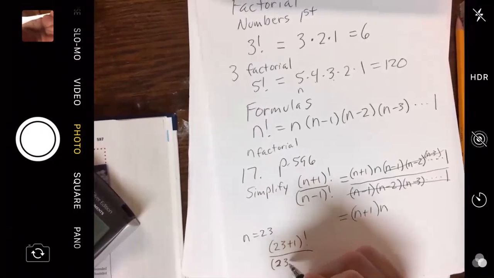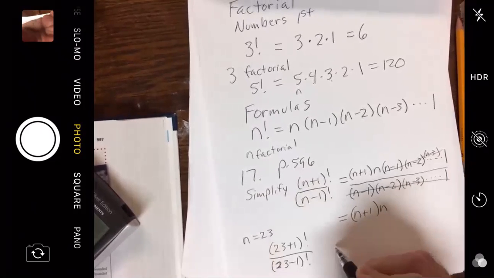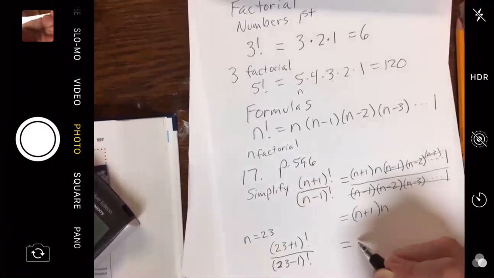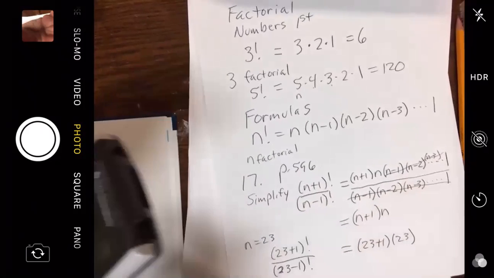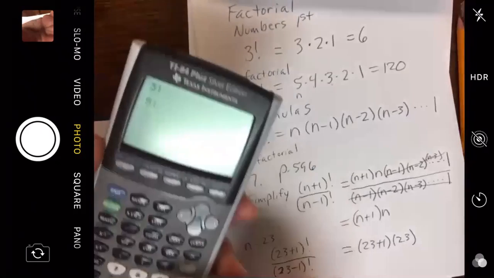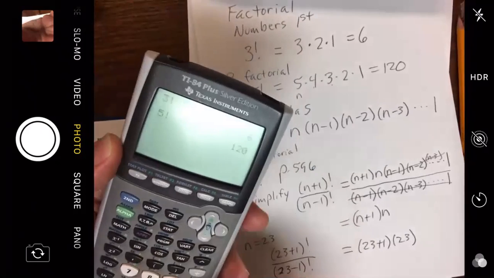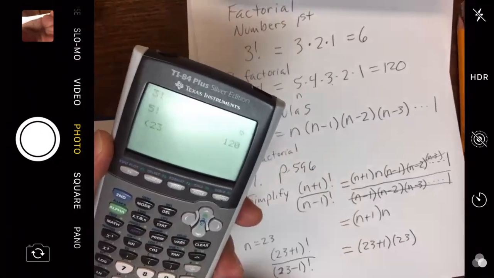23, subtract 1, factorial, divide it. And then on this side, I'll get 23, add 1 times 23. All right. So, let's see, 23, add 1.